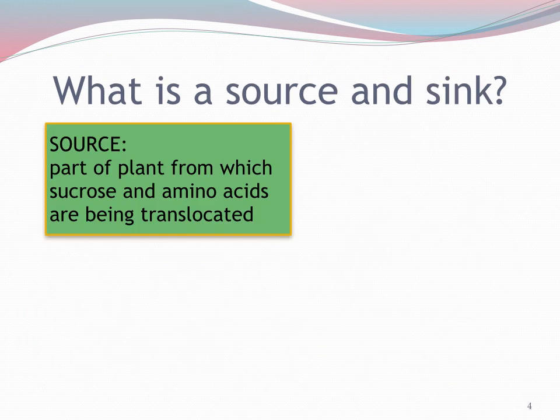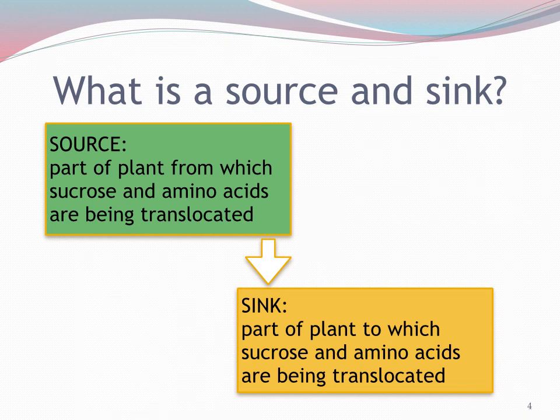So what is the source and sink? Well, the part of the plant from which sucrose and amino acids are being translocated is called the source. And the sink is the part of the plant to which sucrose and amino acids are being translocated. So source is from, sink is to.